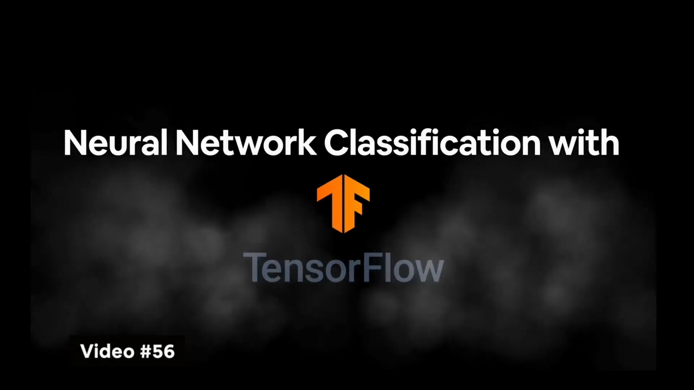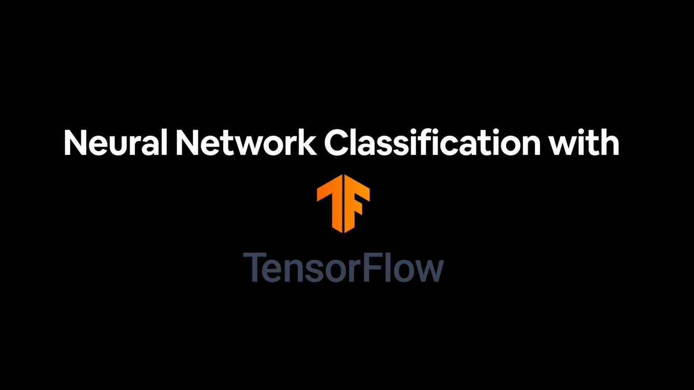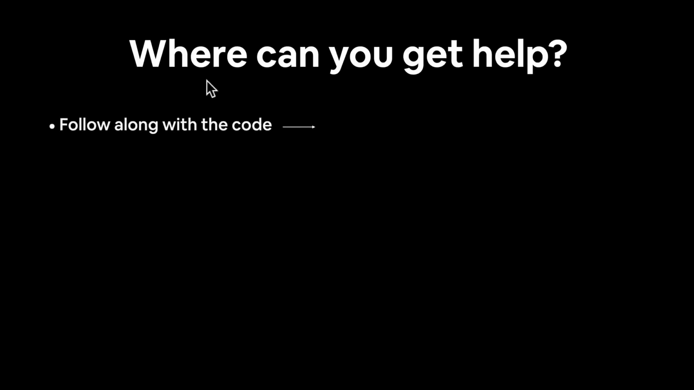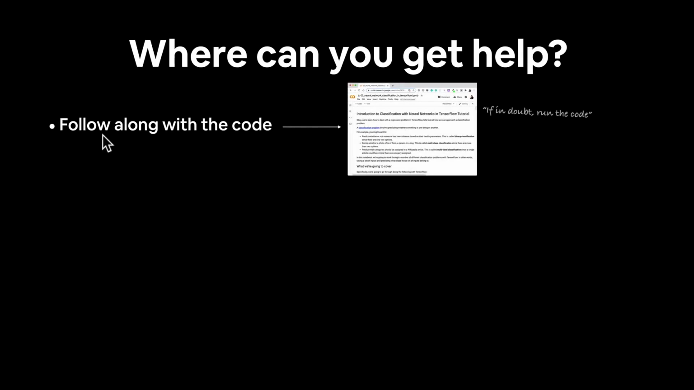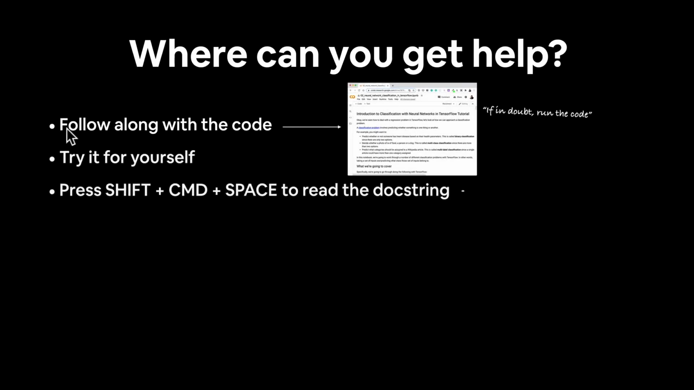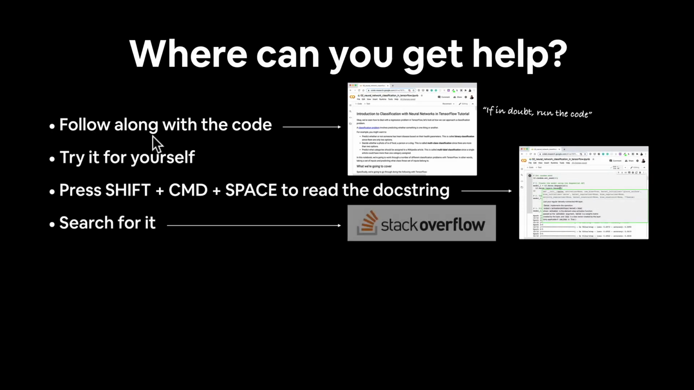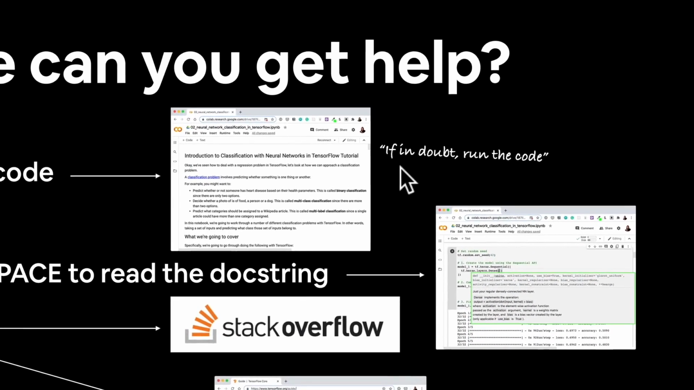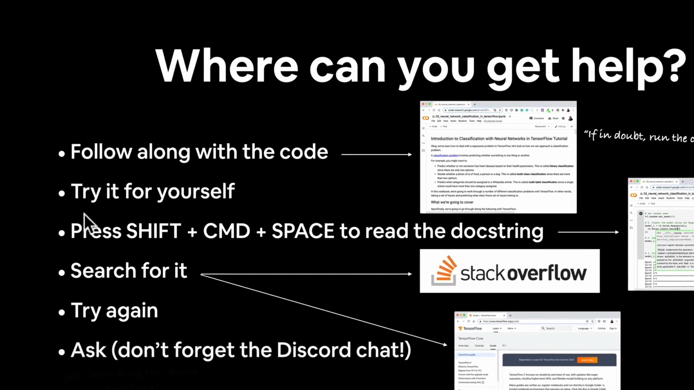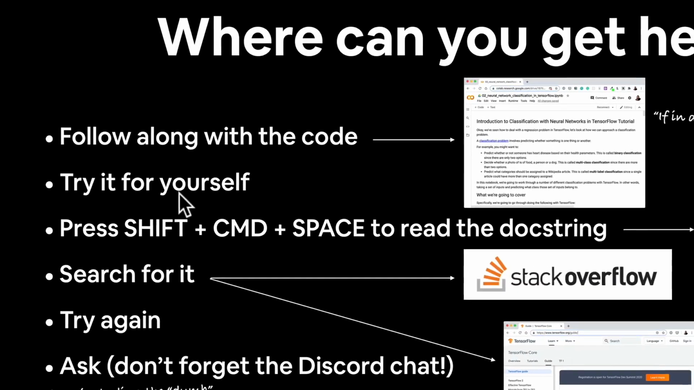Neural network classification with TensorFlow. Now, before we get into anything, what we're going to cover or any code at all, I need to stress something. And that's, where can you get help? I'm going to be writing a bunch of code. We're going to be writing code together. So make sure you follow along with the code if you can. Remember our motto, if in doubt, run the code. Don't forget to try it for yourself.